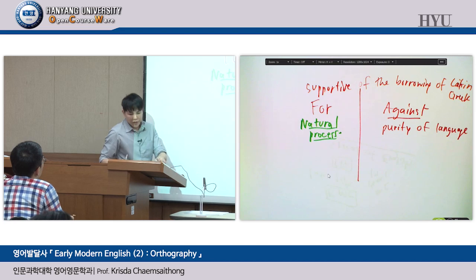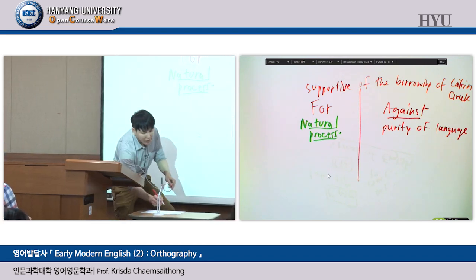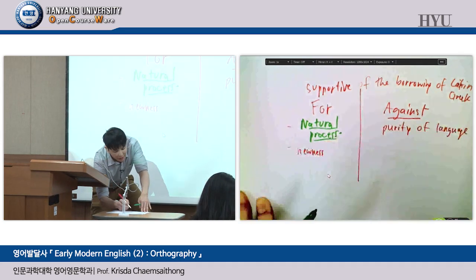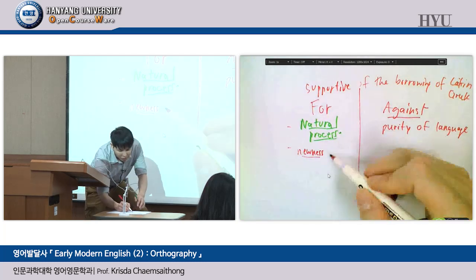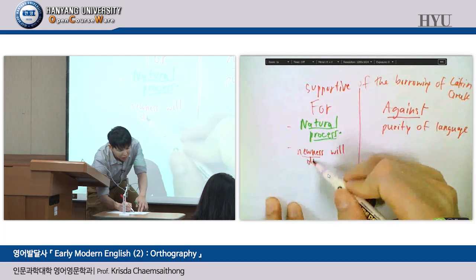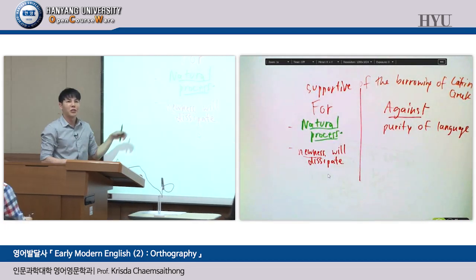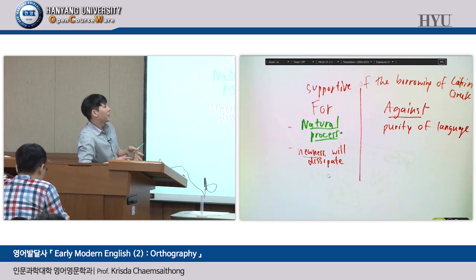And the second one, the for people think that newness will dissipate. Newness means that after a while, the terms that are new to us will not be new anymore. Dissipate is to go away, right? That's also one of the inkpot terms. So once we use these terms for a while, they are not going to be new anymore, right?